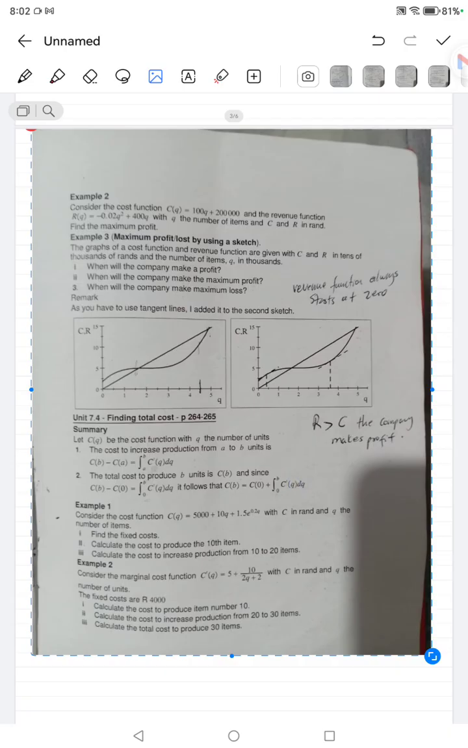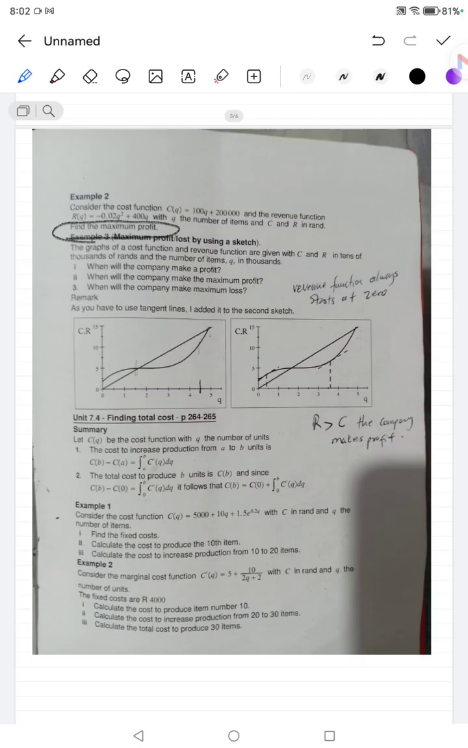Then we're having example 2. They're saying consider the cost function C of Q is equal to 100Q plus 200,000 and the revenue function R of Q is equal to so and so, with Q the number of items and C and R in rand. Find the maximum profit.